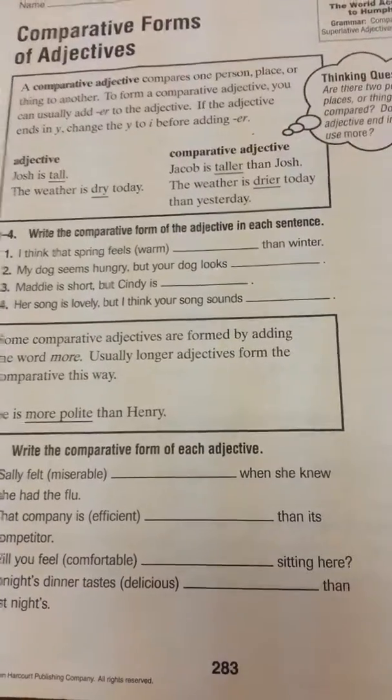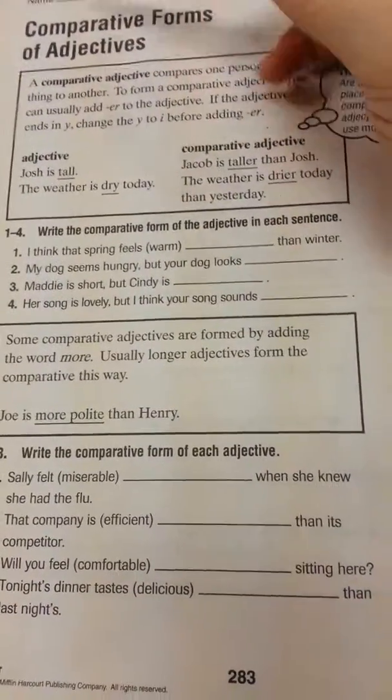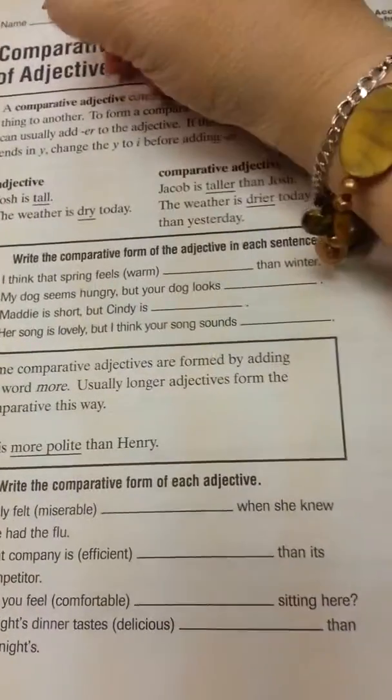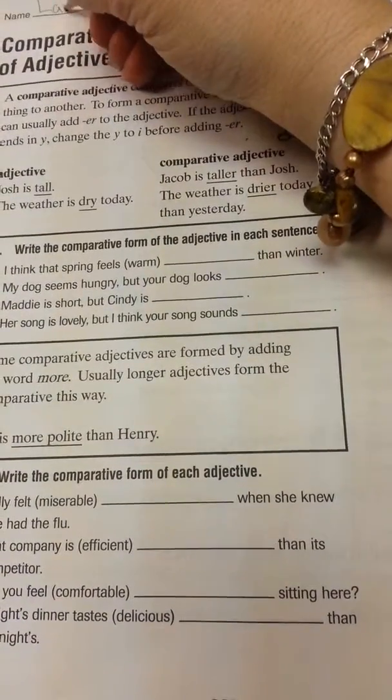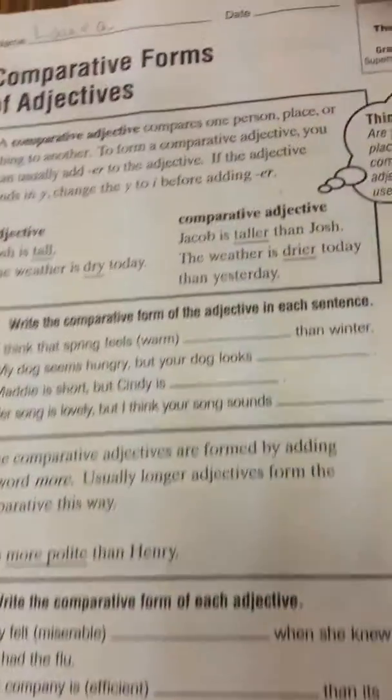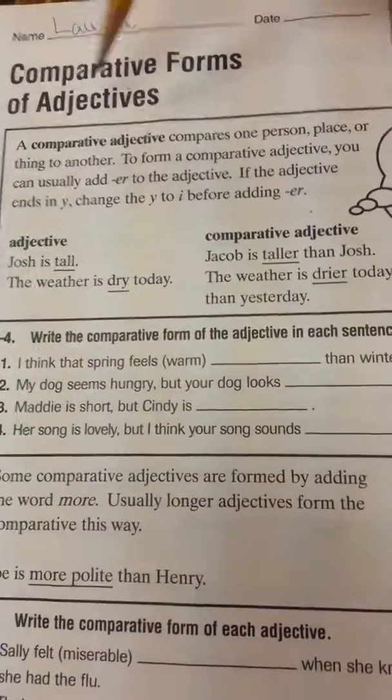Okay, on page 283, we are looking at comparative forms of adjectives. We discussed this yesterday on the smart board. Make sure your name's up at the top. Let's look at our box, okay?